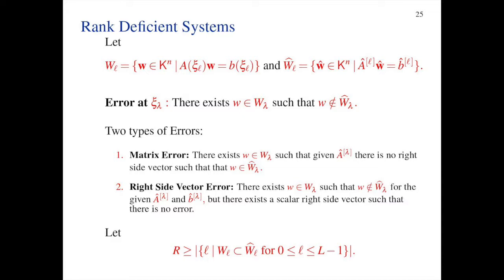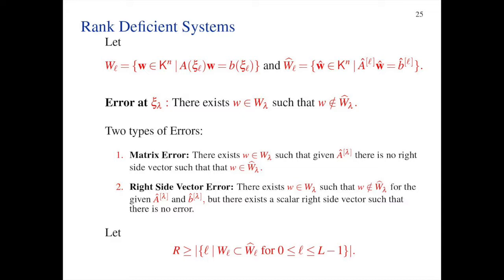So to generalize, we'll consider W to be the set of solutions to our evaluated system, and W hat to be the set of solutions to the hatted systems that you get back from the black box. And an error at xi sub l would mean there exists some solution to the original system that is not a solution in the set of hatted solutions, right?